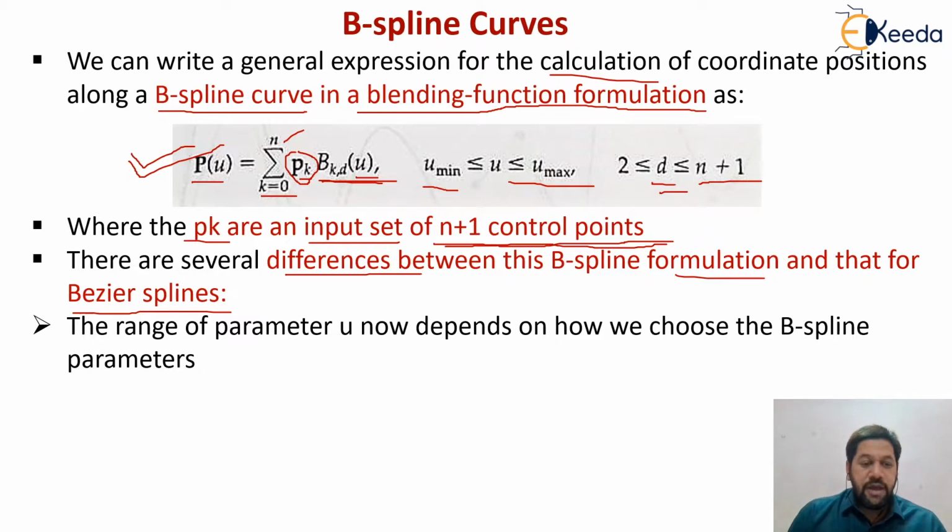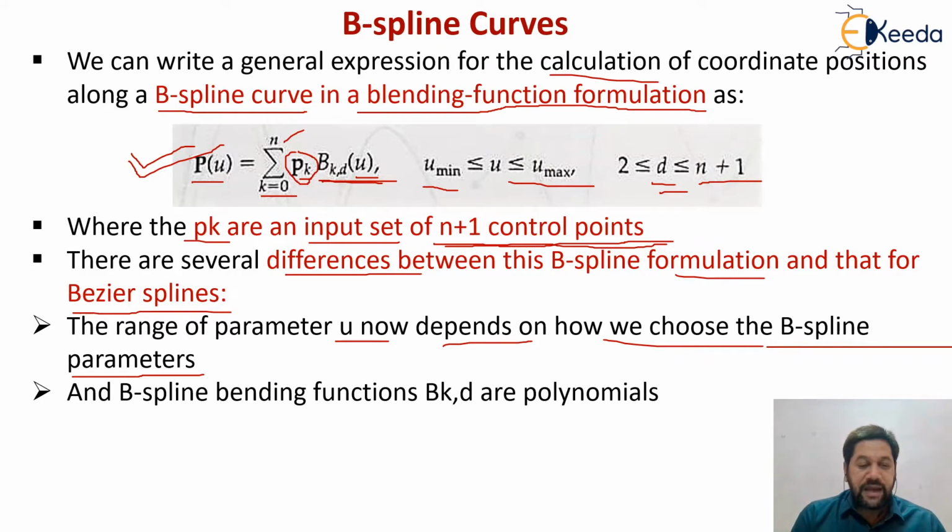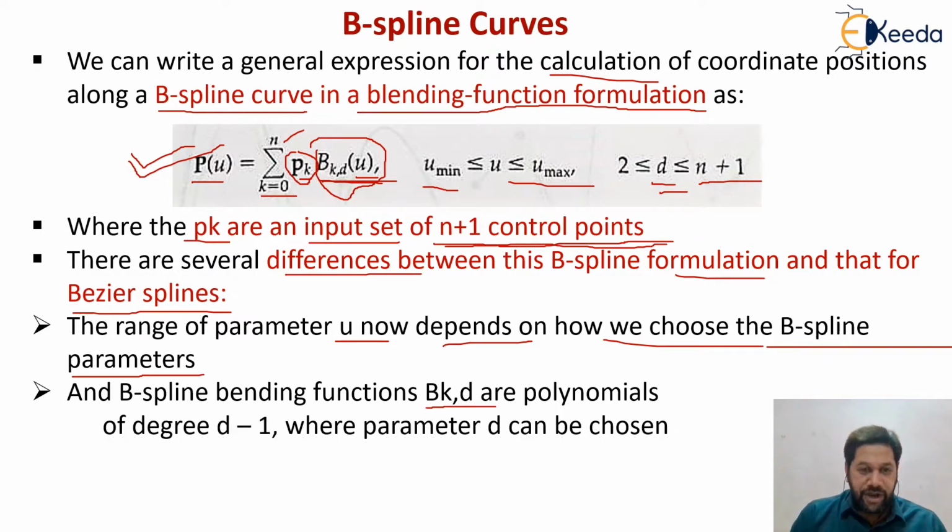The first is the range of parameter u. The range of this parameter u now depends upon how we choose the B-spline parameters. Second, the B-spline blending functions B k comma d are polynomials of degree d minus 1, where the parameter d can be chosen to be an integer value in the range of 2.